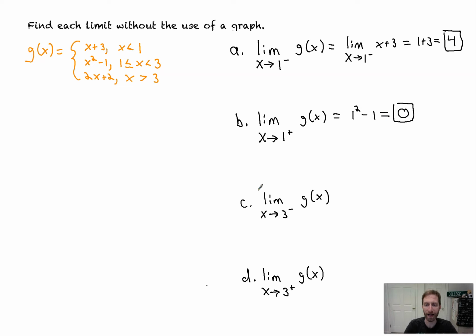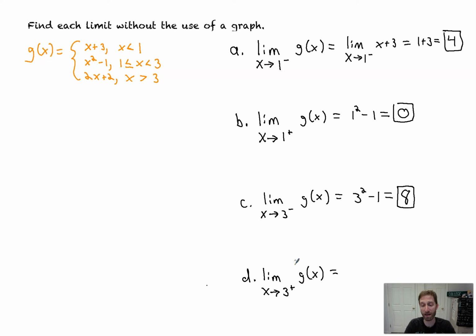No limit, not continuous. The limit as x goes to 3 from the left of g of x. Well, if we're going from the left, we want to go from the less than side of 3. That would be from this side. So we're going to use this function. So that would be equal to 3 squared minus 1. 3 squared is 9, minus 1 is 8. That's all, not bad.